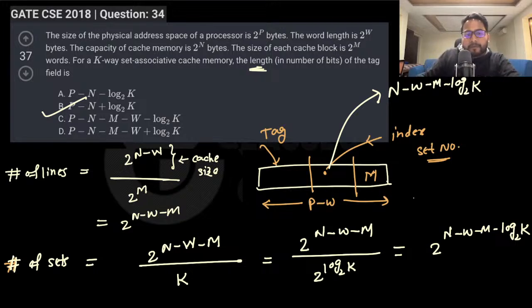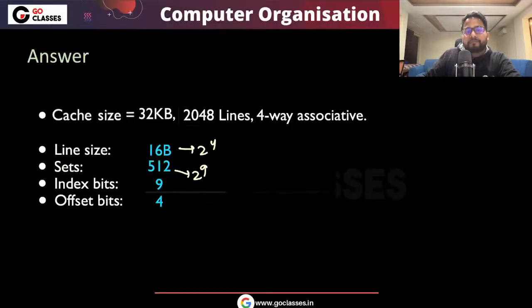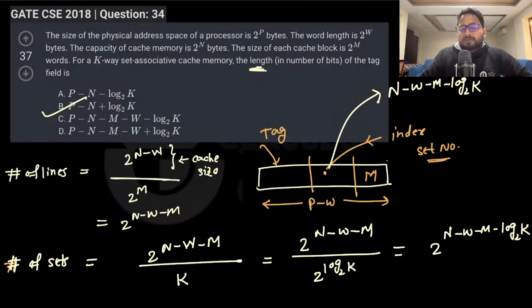Okay, I should repeat. Let me just tell you here. You first convert everything into words. Then this is given to you. They are saying this is the word size, I mean the block size is given to you. This p minus w is also given to you. You just have to find out the number of sets.